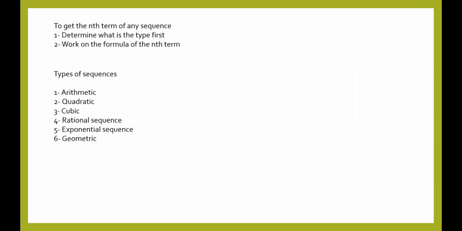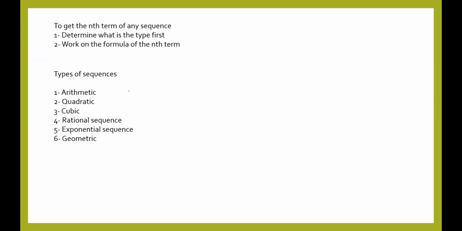First of all, to get the nth term of any sequence, you must know what type of sequence it is first, then we're going to work on the formula for the nth term. As you see here, the types of sequences are listed. The first one is arithmetic, then quadratic, cubic, rational, exponential, and geometric. Today, in this short video, we're going to talk about the first three types: arithmetic, quadratic, and cubic. And you must know the formula of the nth term of each of them.